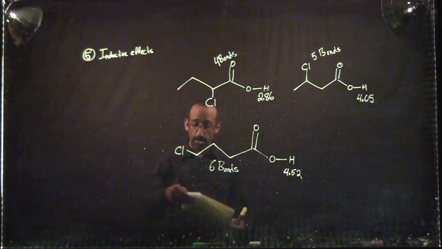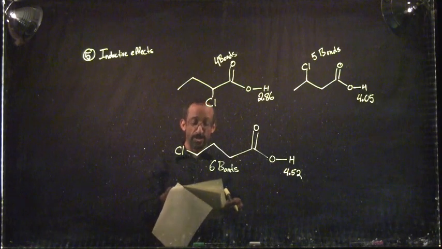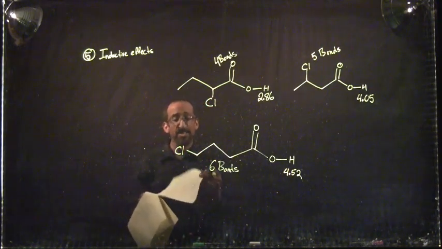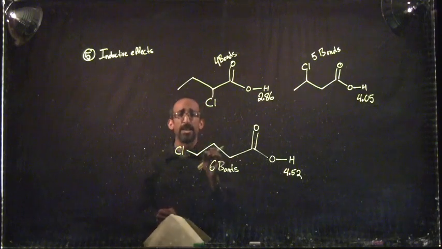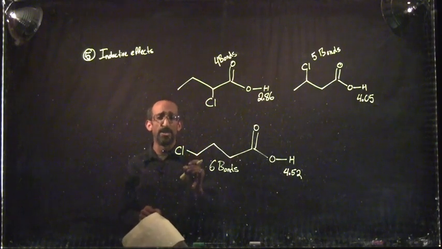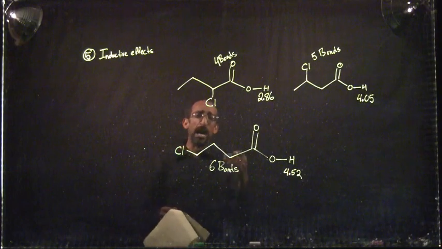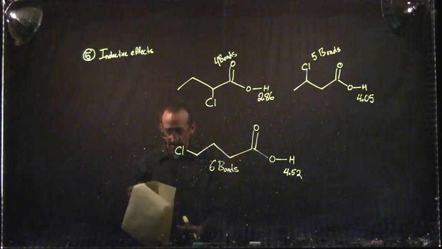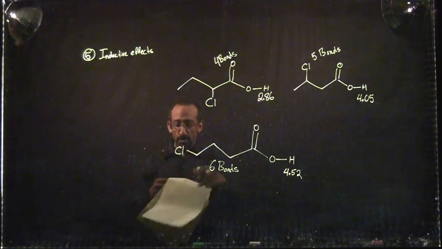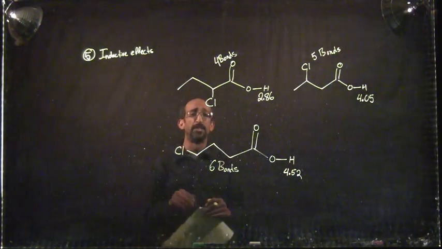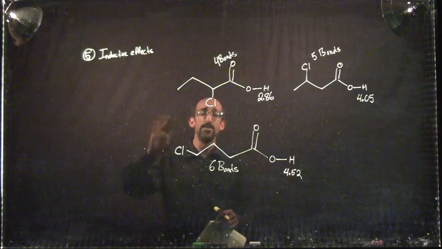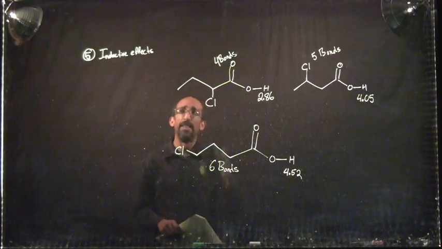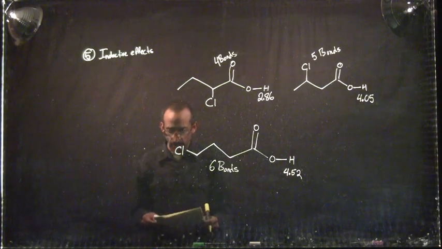Size, sorry, I need to refresh myself as well. So size was the first one, electronegativity was the second one, right, and that's electronegativity of the atom directly bonded to the acidic hydrogen. Hybridization was the third, right, of the atom directly bonded to the acidic hydrogen, and then fourth was electron delocalization. Can we spread that newly formed negative charge in our conjugate base? Can we spread it out? And then fifth was our inductive effects.